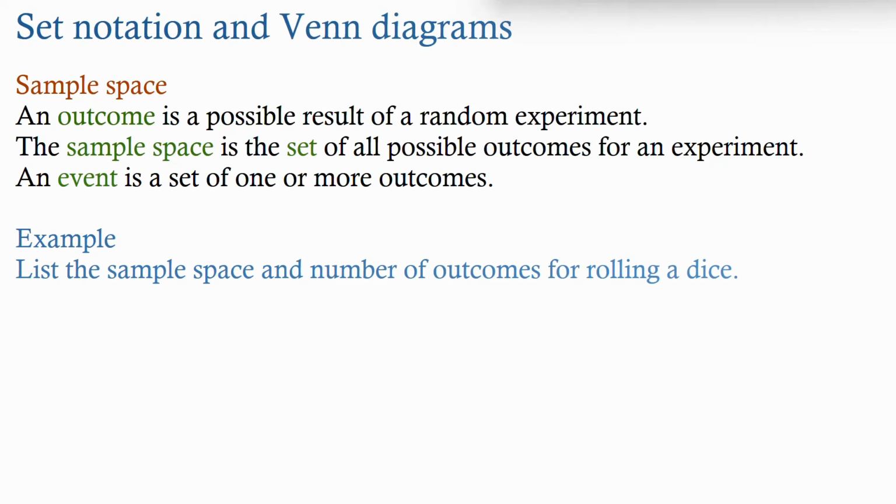In this video, we're covering set notation and Venn diagrams for probability. So the first thing we're going to talk about is just the sample space in general. There's a couple of things to talk about here. An outcome is just a possible result of a random experiment. So you do something, the outcome is what happens. The sample space is the set, so the whole thing, of all possible outcomes for an experiment. And the event is a set of one or more outcomes.